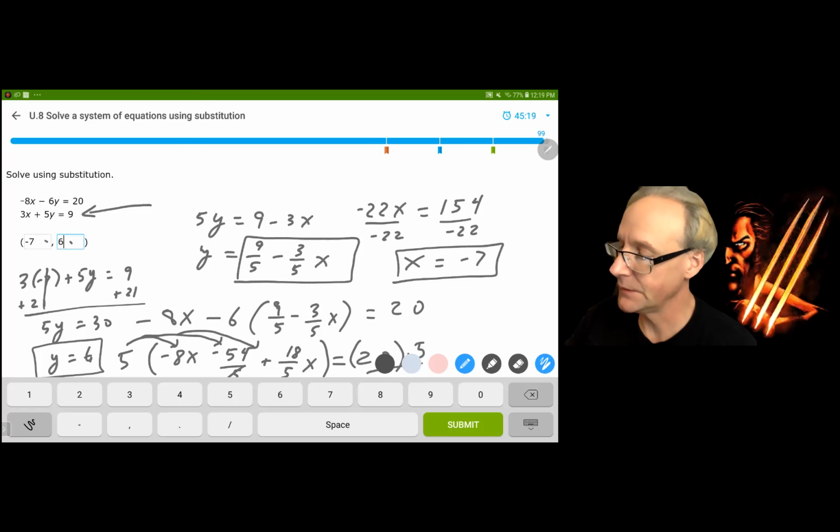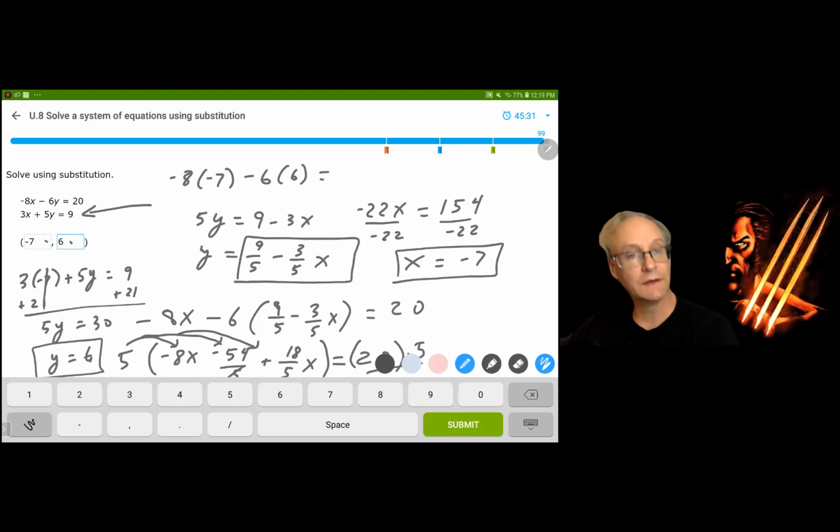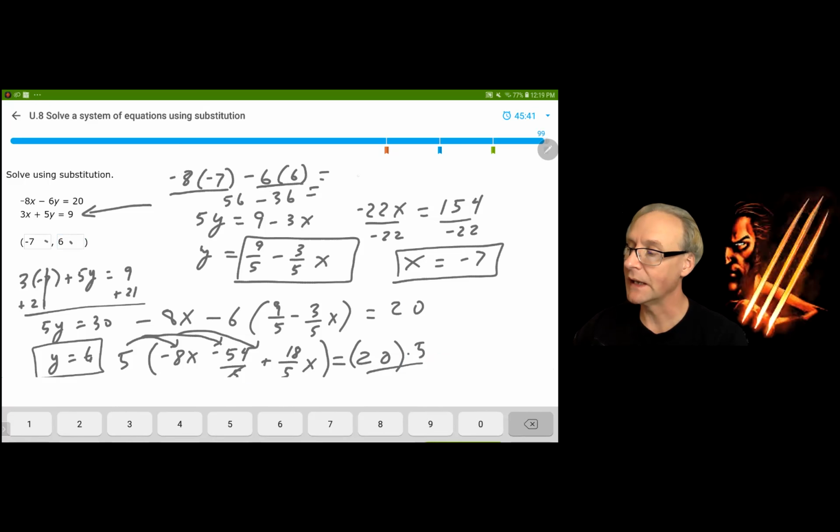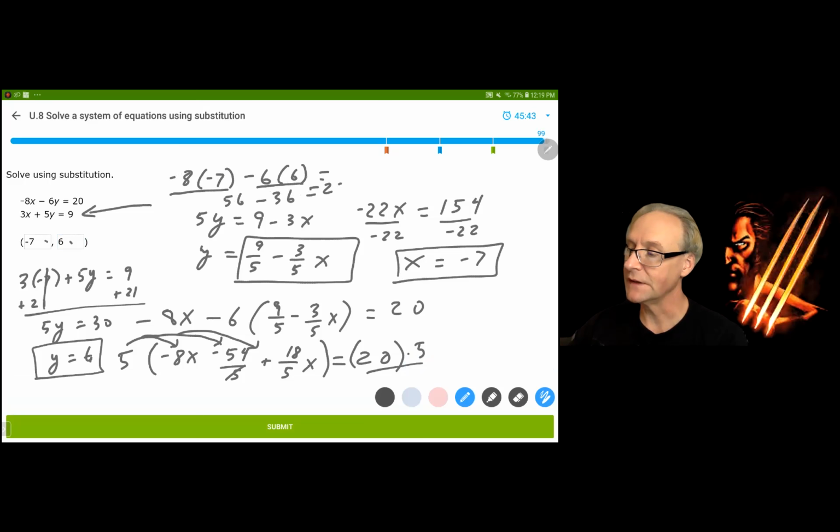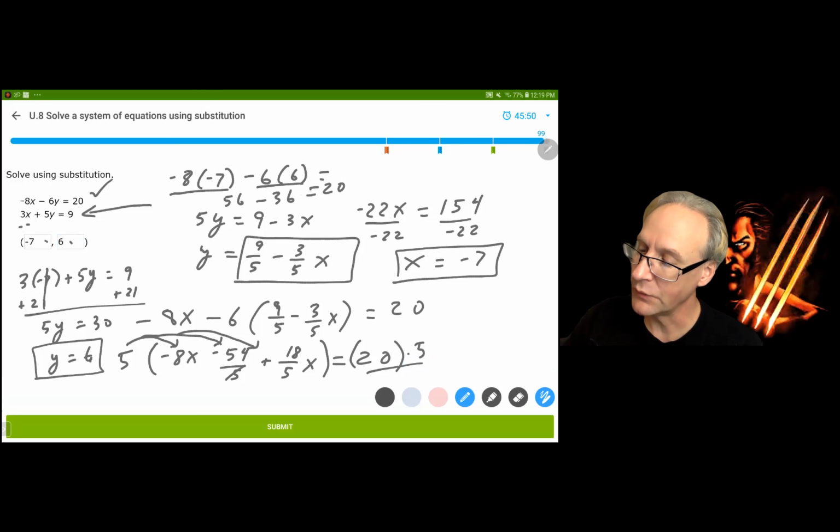I can't imagine that anybody's watching at this point, but -8 times x, which is -7, and we have -6 times y, which is supposed to be 6. This is +56. And this is -36. And when I subtract these two, 56 minus 36 is 20. And I can see that my first equation is true. If I want to test the second one, it's just -21 plus 30, which is 9, isn't it?